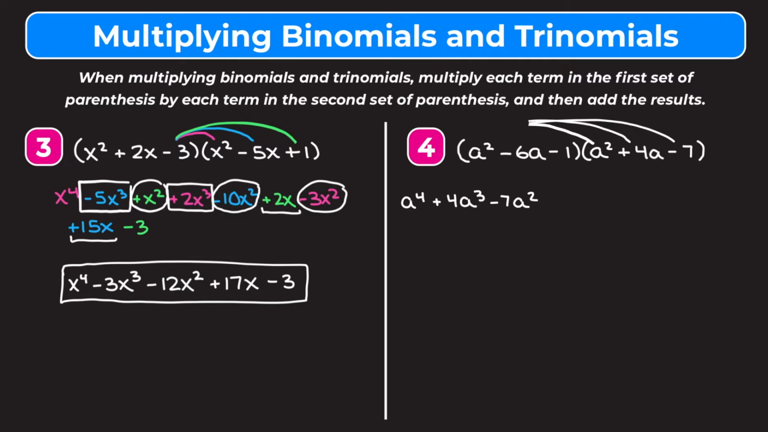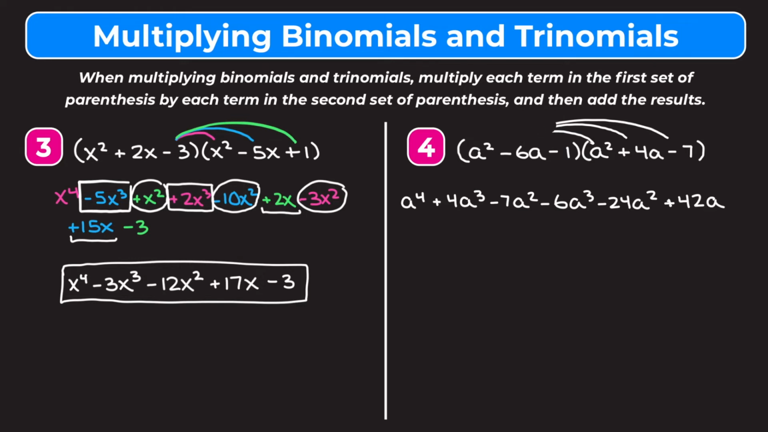And now we need to do the same thing with this minus 6a. So we're going to multiply minus 6a times a squared, which is minus 6a cubed. We're going to multiply minus 6a times plus 4a, which is minus 24a squared. And we're going to multiply negative 6a by negative 7, which is positive 42a.